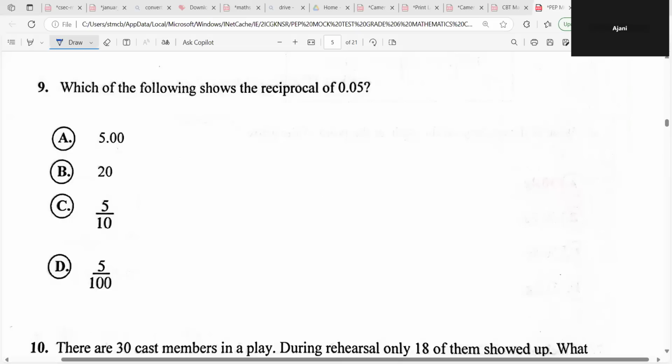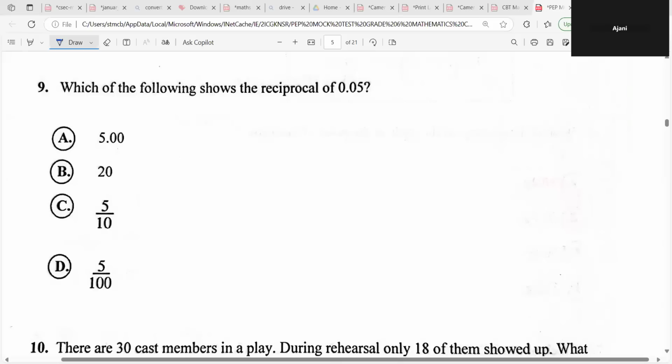Sir, my answer is A. How I got A is that reciprocal means flip around, and the 5 is in the hundredth place. But when you flip it around and you look at A, A has 5 in the 10th place, but it has the 2 zeros behind it, which means it's flipped around.